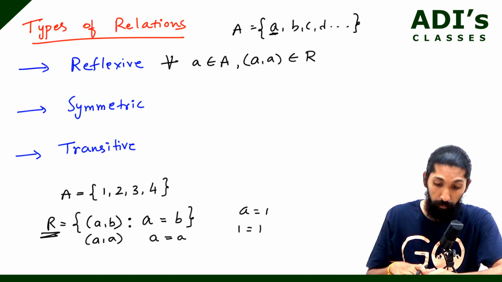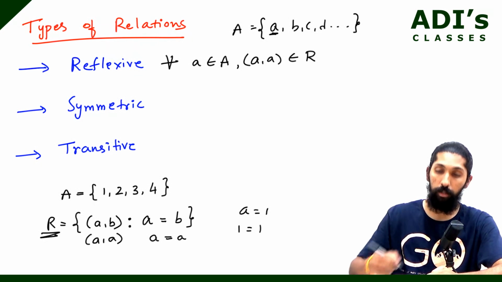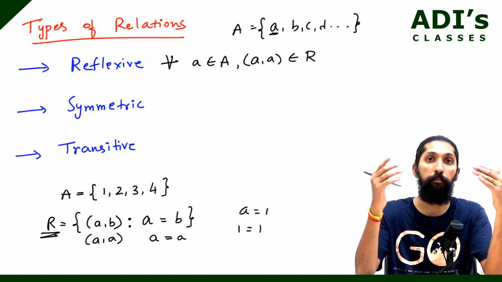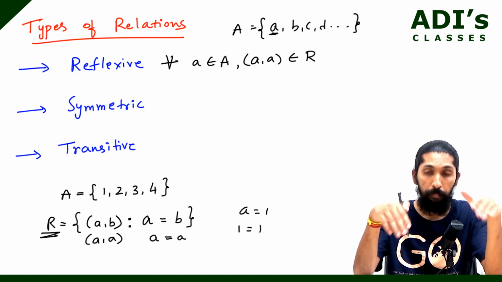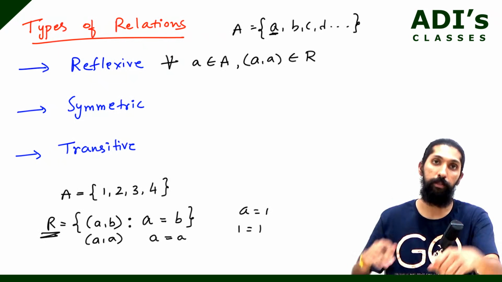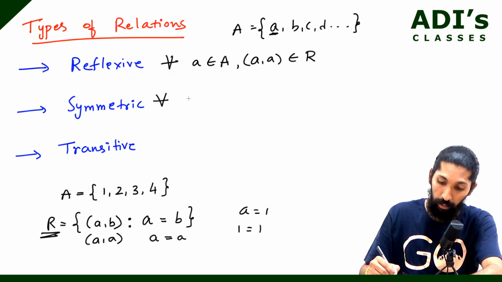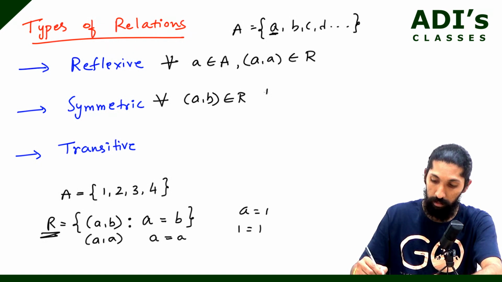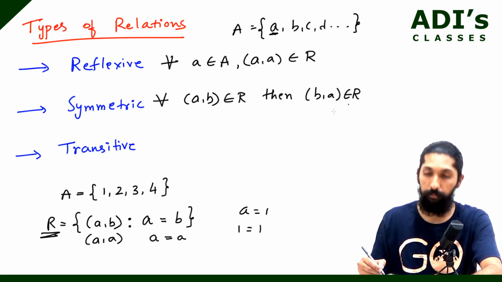Understood? Now we'll look into the next one, which is the symmetric relation. Symmetric means equal on both sides, correct? Like a mirror. A mirror is symmetric. The image and the object are both symmetric. Here we take two elements. For all (a, b) belonging to R, if (a, b) belongs to R, then (b, a) also belongs to R.